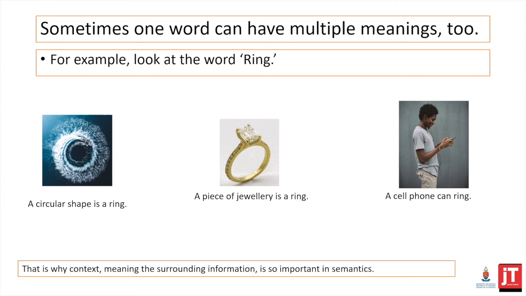For example, look at the word ring. Context is so important with this word, because just any circular shape is a ring. Look at somebody making a ring in the ocean with a speedboat. Do you see how it envelops within itself as such? And also a ring is a piece of jewelry. And also a cell phone can ring. So this word can suddenly transform into a verb as well. So this is just to show you just how important context is. The surrounding information is so important in semantics.